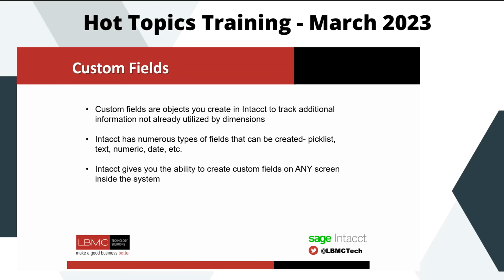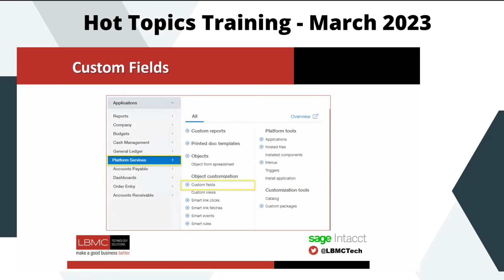Intacct also gives you the ability to create custom fields on any screen inside the system. And when I say any screen, I mean any screen, any module, any AP, AR, and any general ledger as well. Custom fields can be found within your platform services under the All tab within the object customization. And you can see that here, where you can find your custom fields within Sage Intacct.